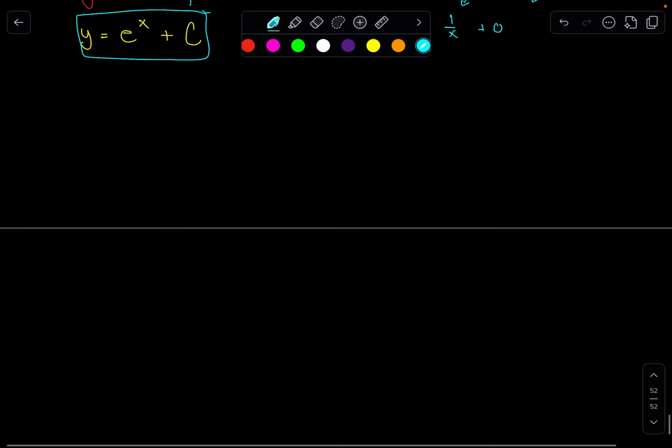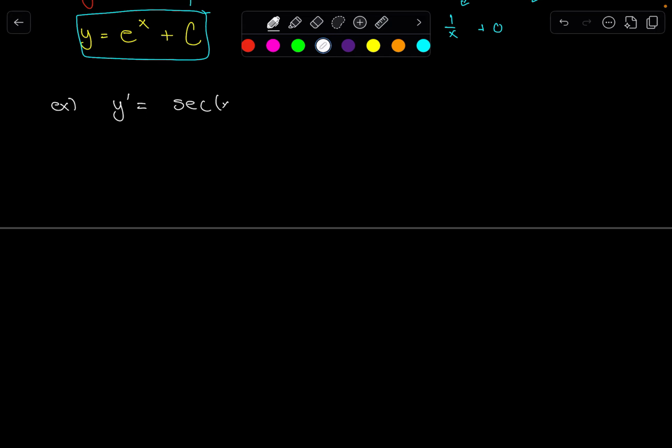The last one that we're going to need to be able to work with are our trig functions. So, for instance, if I tell you that the derivative is equal to secant of x times tangent of x, and I'm asking you what is the antiderivative, what is the function from which this comes? You need to be able to think backwards and say, okay, the derivative of what is equal to secant tangent? And it turns out that the derivative of secant of x is equal to secant tangent. So the antiderivative of secant tangent is just going to be secant plus c.